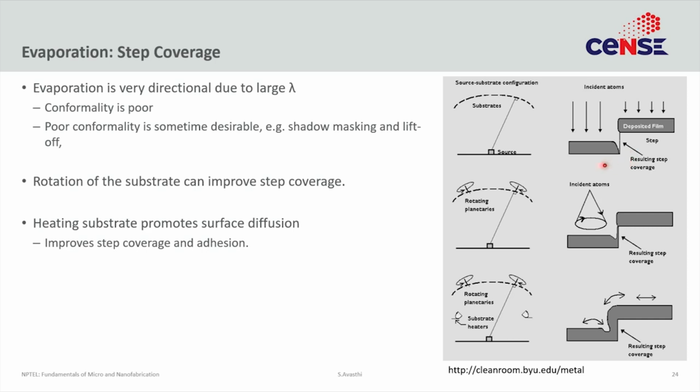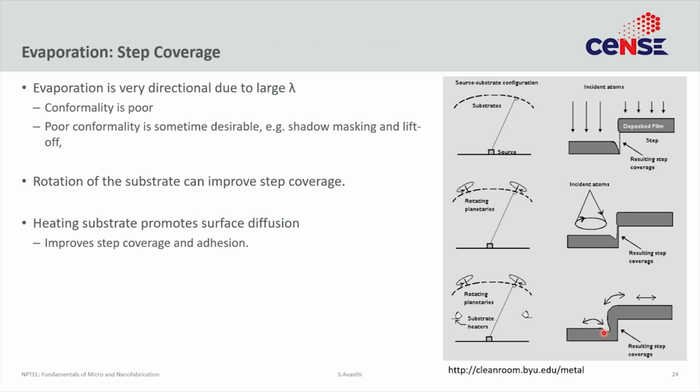You can make things a little bit better by mounting the substrate at an angle and rotating it. This is called planetary motion. Planetary motion basically means that the angle of the arrival flux keeps changing, which gives you some amount of deposition, but still not perfectly conformal. If you start heating the substrate, then you can get some amount of surface diffusion, and that surface diffusion enhances step coverage, which gives you better conformality, but for that you have to heat the substrate.